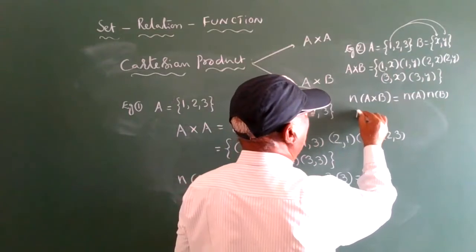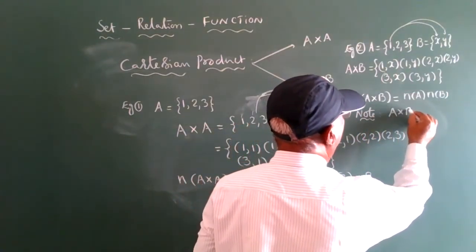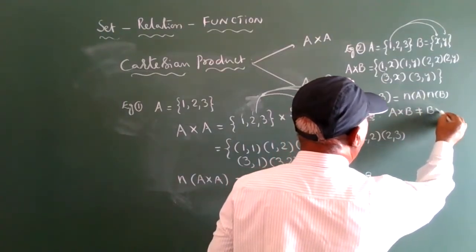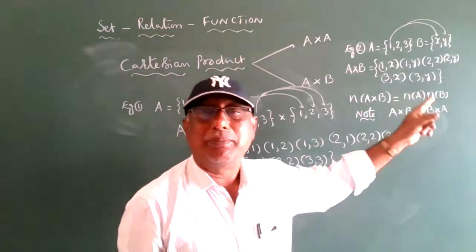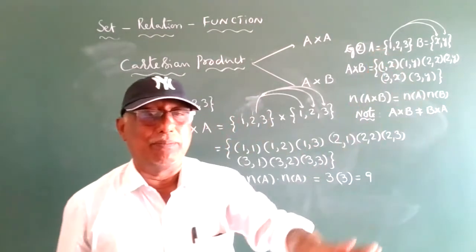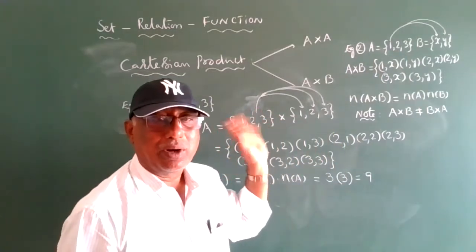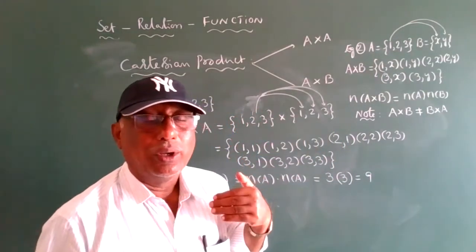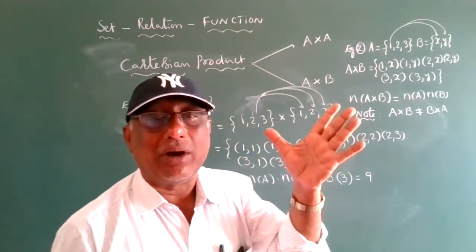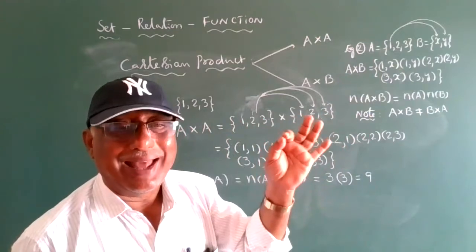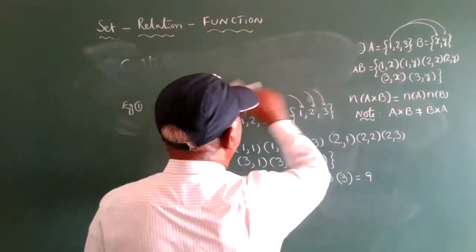Next note point: A cross B is not equal to B cross A, because in A cross B the first elements are A elements, but in B cross A the first elements are B elements, therefore not equal. This point should be clear. Cartesian product is completed. Now I go through the relation. What is a relation? A subset of the Cartesian product is called a relation.